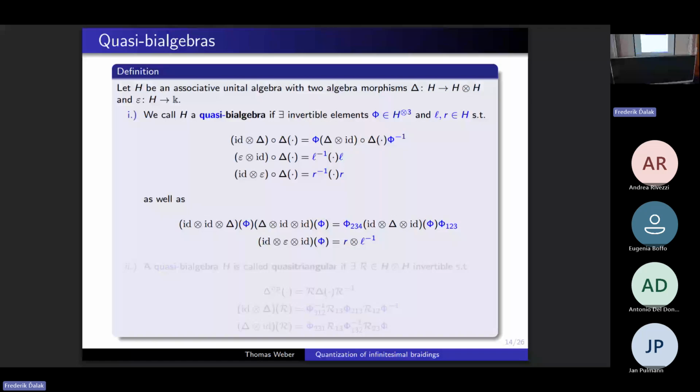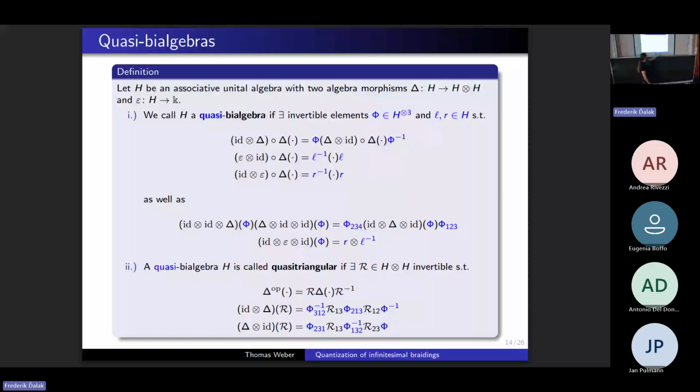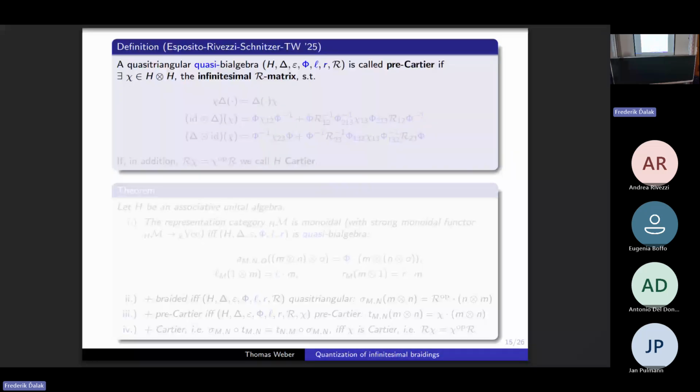Maybe more interesting is we call a quasi-bialgebra quasi-triangular if we find an invertible element R. Here we think of the R matrix. But now you can see that it's not exactly the hexagons we have seen on the previous slides, but they are twisted a bit using this phi. So just mixing up stuff, and that's the definition of a quasi-triangular quasi-bialgebra. Okay, of course you memorized all of this with all the correct indices. Perfect. So let's continue.